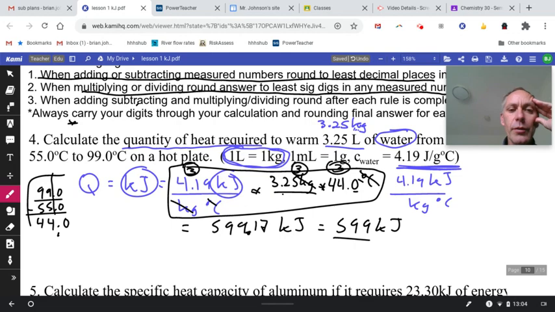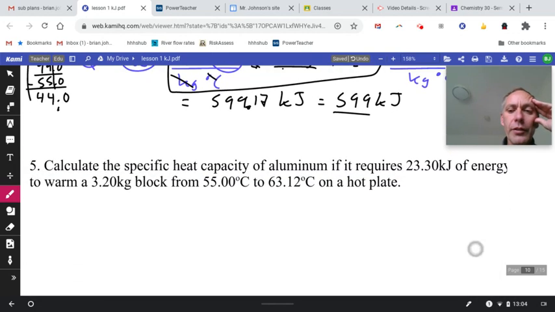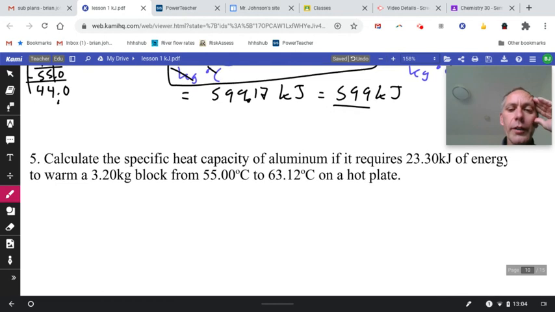Sig dig rule. Okay. Now, number 2, if you guys want, you could pause the video here and try this question on your own and then hit the play button and see how you did, or you can work through it as I work through it. Your choice, you guys decide as a class. Okay, I am going to start working on it now.